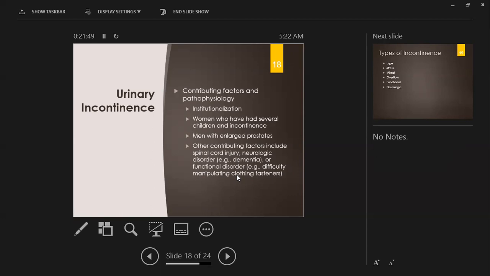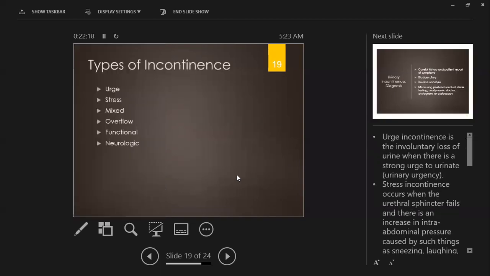Other contributing factors, including spinal cord injury, neurologic disorders like dementia, and functional disorders like difficulty manipulating their clothing fasteners, may result in urinary incontinence. So, wherever we can intervene here, whether getting them on a bladder toileting schedule, or a catheterization schedule, or just making sure to give them constant reminders to use the restroom, or providing adaptive devices for their clothing, like using a drawstring versus a button on a pair of pants.